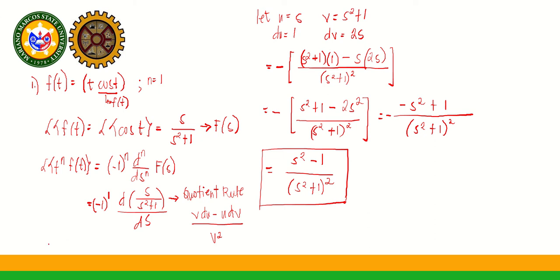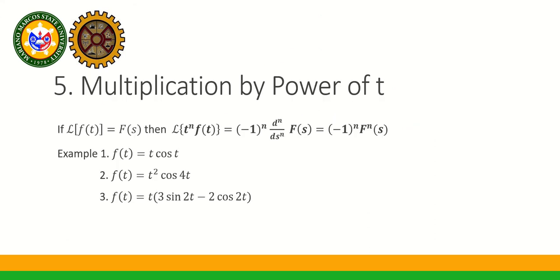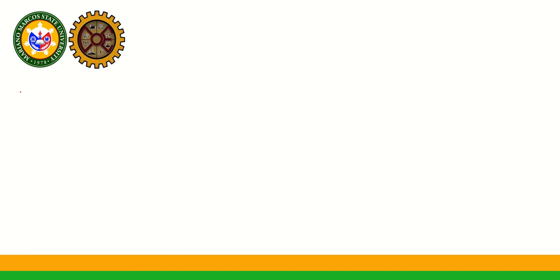Okay, so let's try example number 2. f of t is equal to t squared cosine 4t. So first thing we should do is to identify n, which is 2, and a, which is 4. Then let us get the Laplace transform of our cosine 4t. This is from the format from the definition.